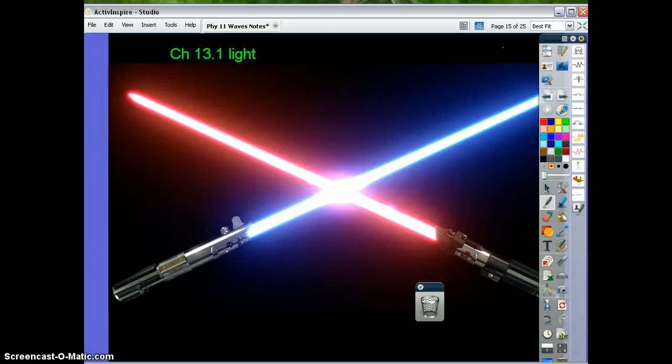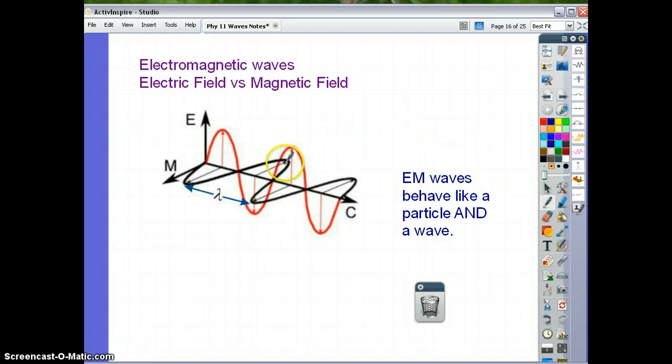Chapter 13, looking at light. So first thing we need to talk about is the fact that light is made of electromagnetic waves. And what you have is an electric field and a magnetic field moving along with the wave. So as the wave moves along this axis, the magnetic field moves along, say, our x-axis, while the electric field moves along the y-axis up and down.